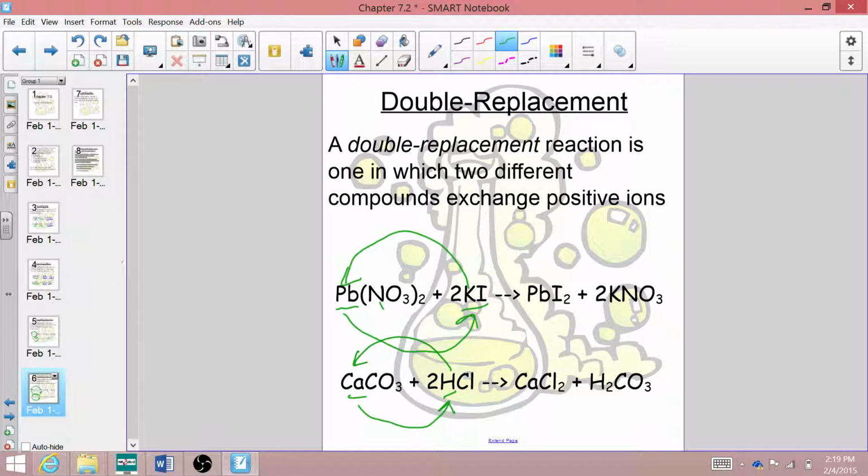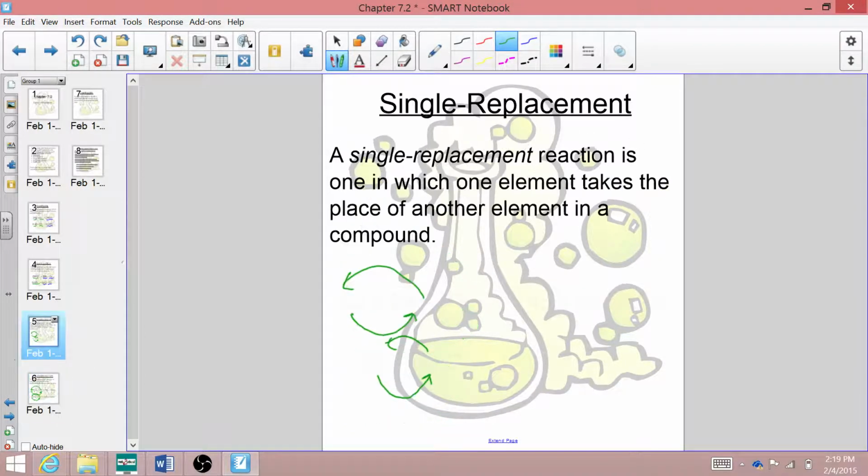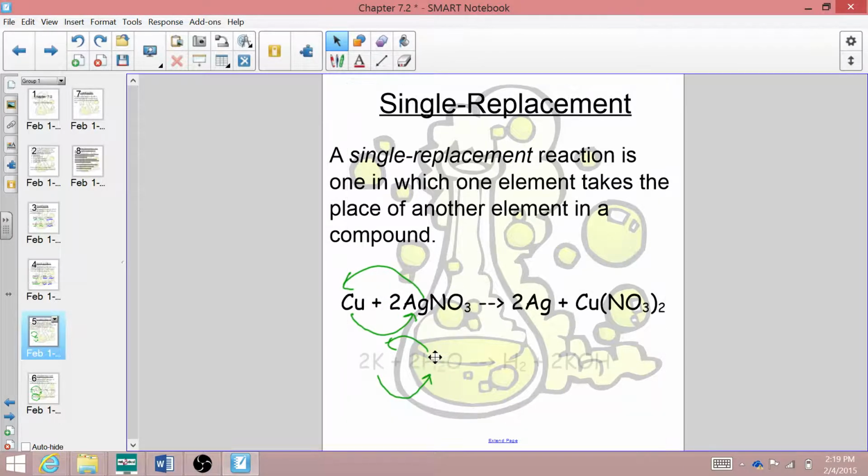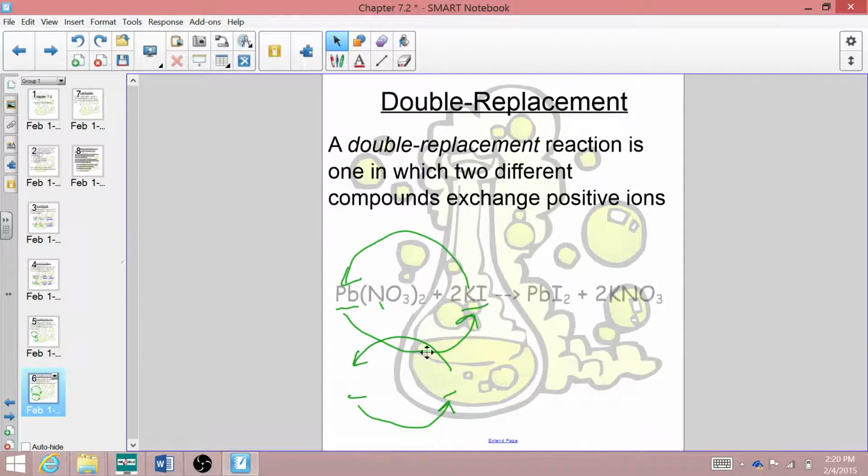So, synthesis reaction is when two or more small things come together to make a whole. Decomposition reaction is where one big thing falls apart into pieces. Single replacement reaction is where one element takes the place of another in a compound and kicks that other one out. And double replacement is where we have two compounds and the positive ions take each other's places.